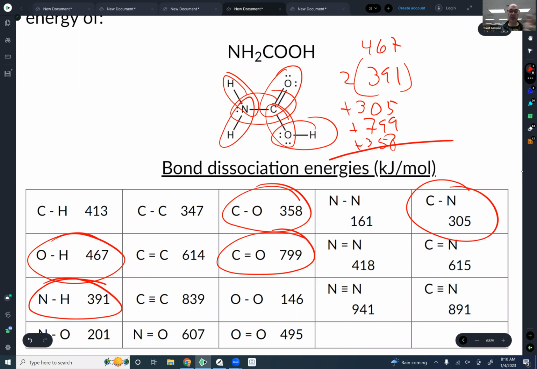All I've got to do is add all that together, and that will come up with what my bond energy is associated with this molecule. Plus 391, plus 391, plus 305, plus 799, plus 358. You add all that together, and you get 2711 as your answer. Okay.